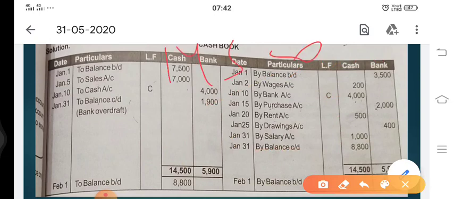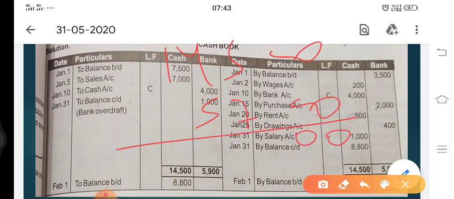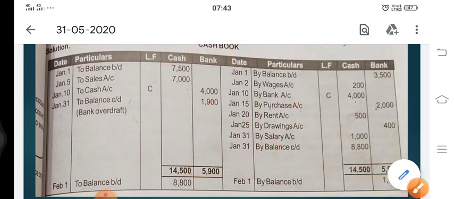14,500 minus 5,700, which comes to 0, 0. 15 minus 7, 8. 13 minus 5, again 8. That comes to 8,800. And this is the balance that we are left with. So here you can see by balance carried down 8,800. Right, students? So this is the closing balance of cash.